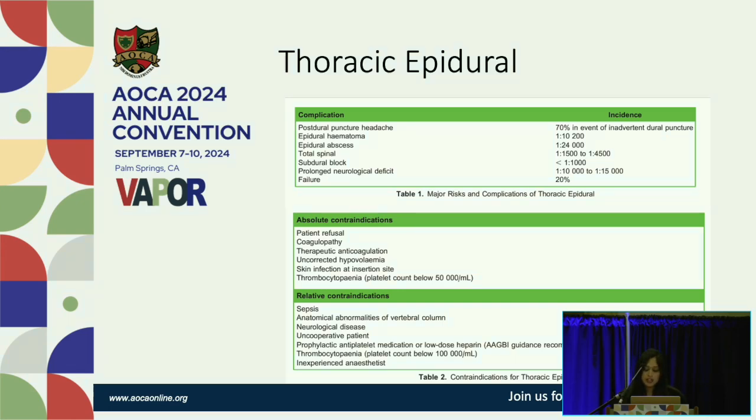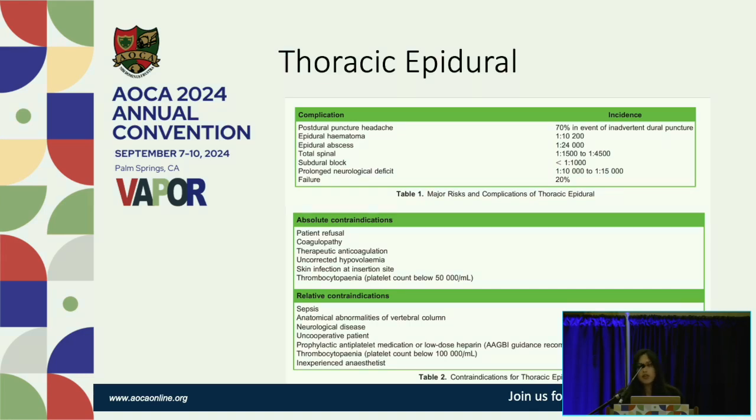So although the evidence supports the ability of epidural technique to provide both surgical anesthesia and postoperative analgesia, there are concerns regarding adverse events, and it's prevented this technique from becoming common practice in breast surgery, anesthesia, and analgesia. If you look at the top table, there are several complications listed, including post-dural puncture headache, epidural hematoma, epidural abscess, total spinal, subdural block, prolonged neurologic deficit, and failure. And you can see the incidence to the right.